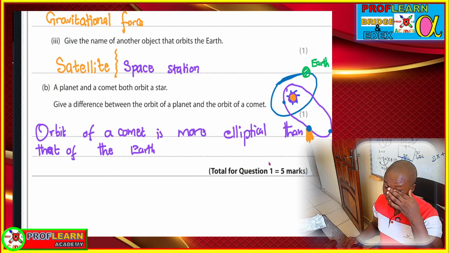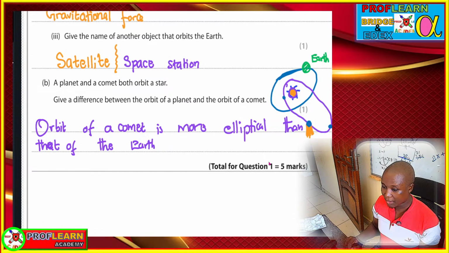So you need also to understand the difference between the orbit of a comet and the orbit of a planet, which are around the star. Remember also what the similarities are between the orbit of a comet and the orbit of a planet.